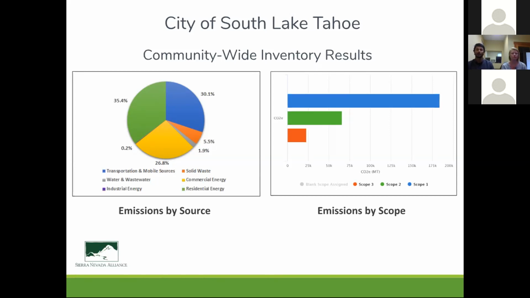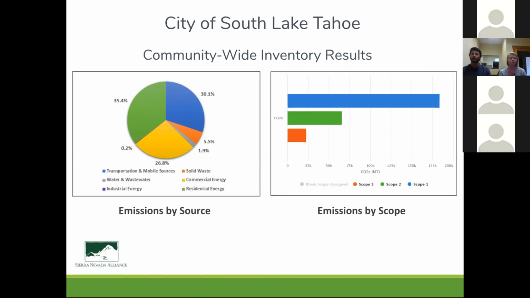So that's looking at emissions by source, but we can also look at emissions by scope. As Meredith went over, scope 1 emissions are those direct emissions, scope 2 are those indirect. So when we look at emissions in the community by scope, we see that the majority of them are scope 1 emissions. They're direct emissions happening from activities that are taking place within the city of South Lake Tahoe boundary. That's about 184,000 metric tons of CO2 equivalent being categorized as scope 1. Scope 2 emissions make up about a quarter of all emissions with 66,000 metric tons of CO2 equivalent. And the rest were scope 3, about 22,000 metric tons of CO2 equivalent. And that's for the community-wide.